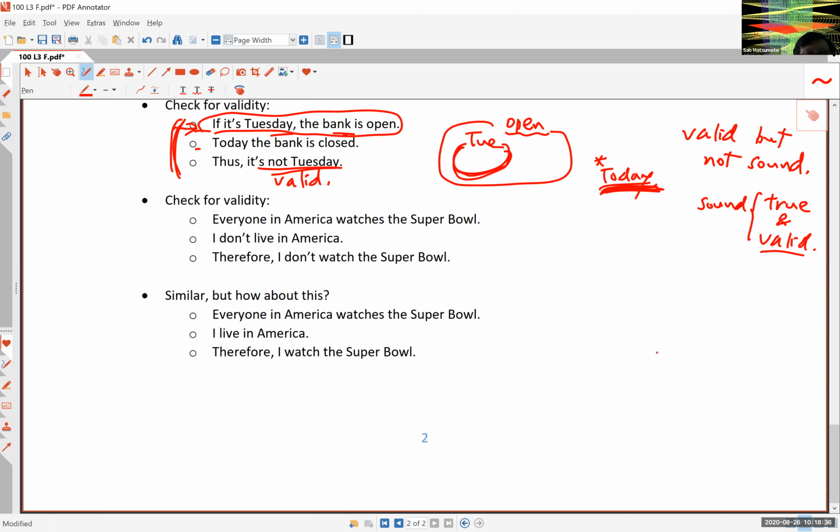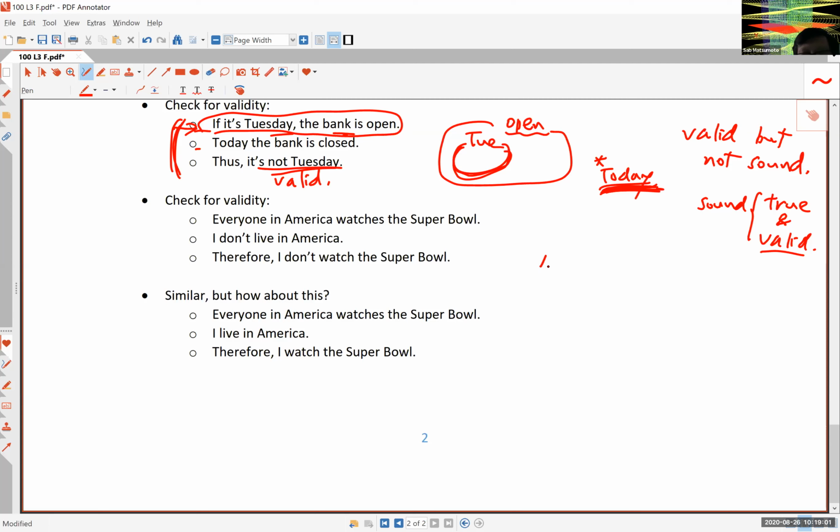Check for the validity of this. Everyone in America watches the Super Bowl, okay? Now, you don't sit and start to analyze this. That's not true, okay? I know it's not true, but that's irrelevant to understanding or checking the validity. I want to emphasize this again. Did you get that? Don't worry whether a statement is true or not, okay? What you're focusing on is the structure of the argument.